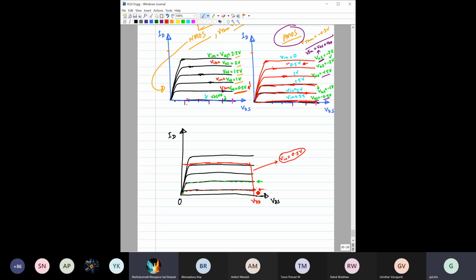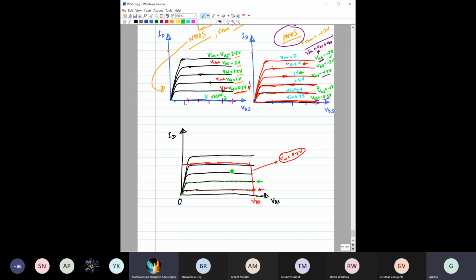Are you getting what I am doing? This is for PMOS. I am doing the same color on top of it so that you can understand it. Okay, so this is for Vin equal to 0.5, right? Now we have moved to Vin equal to 1. So Vin equal to 1 for this is this, and Vin equal to 1 is for this, right? Which is below this.